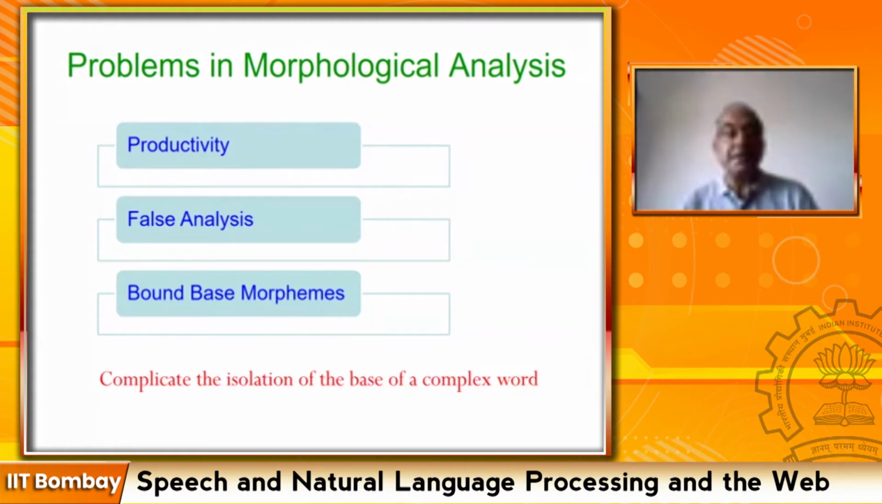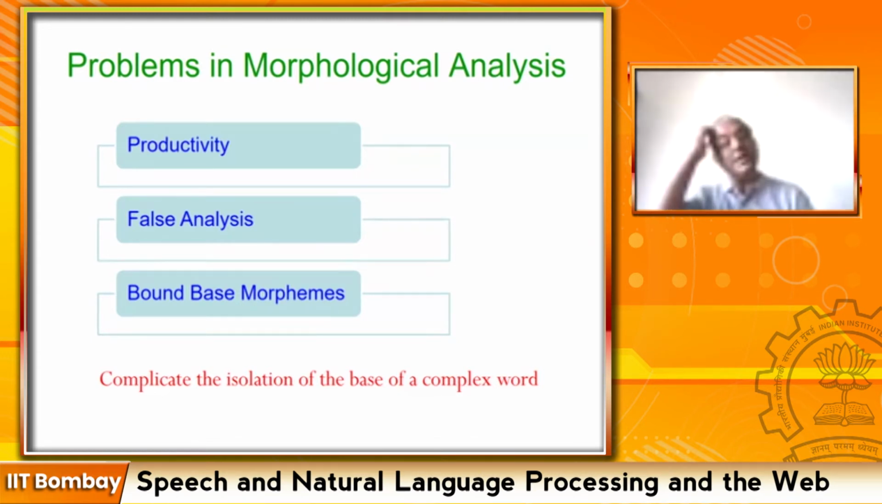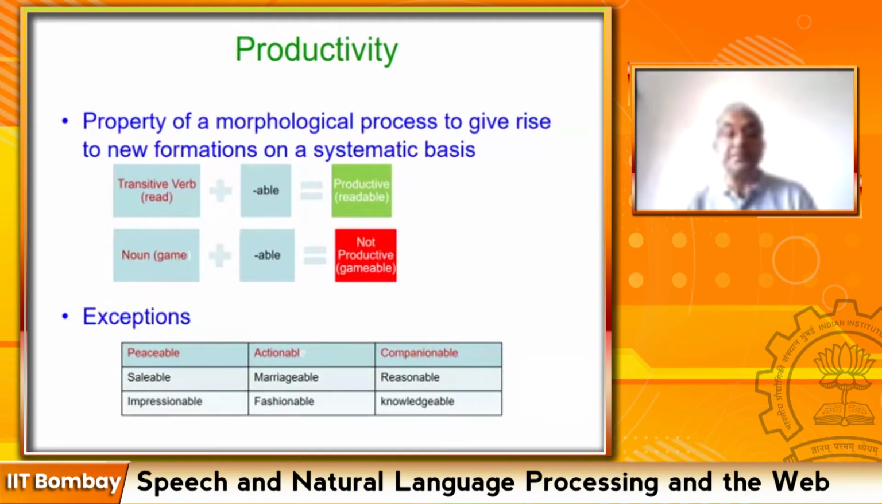So there can be false analysis in morphological processes. Productivity is typically high in morphological processes. Reader, walker, speaker: er is a very, very productive process. False analysis: you may break the word wrongly and may end up with a stem which doesn't belong to the language. So, for example, for the transitive verb read, if you attach able to it, it becomes readable, and it is a valid word of the language, readable.